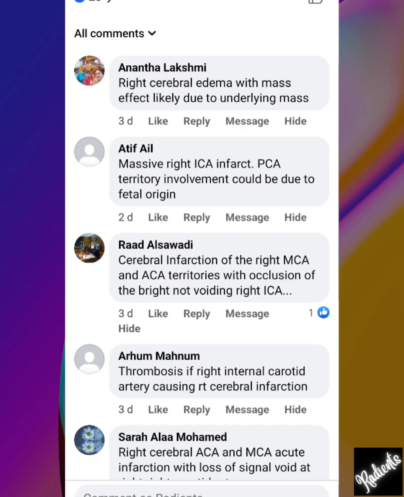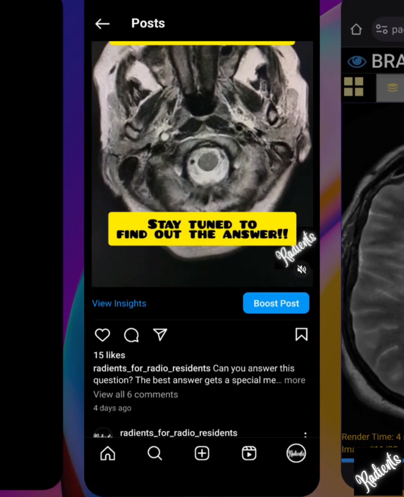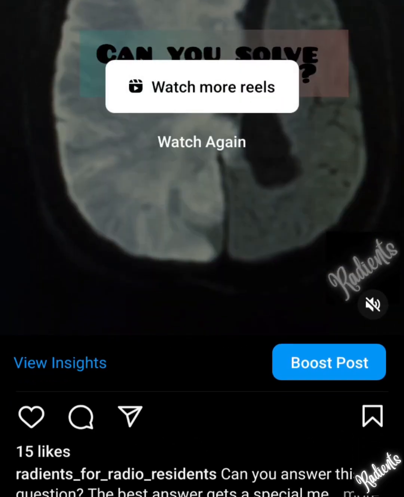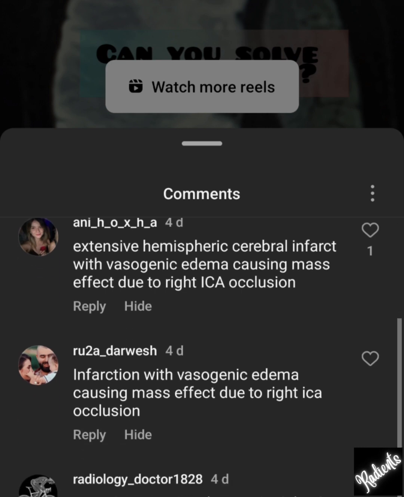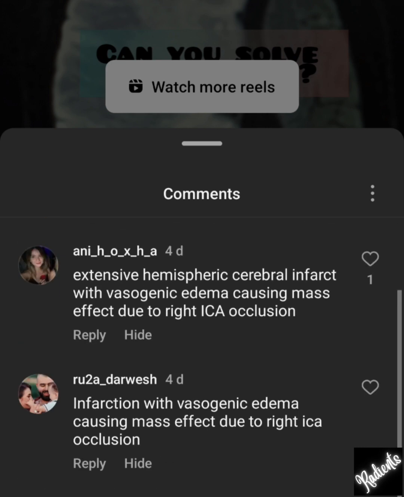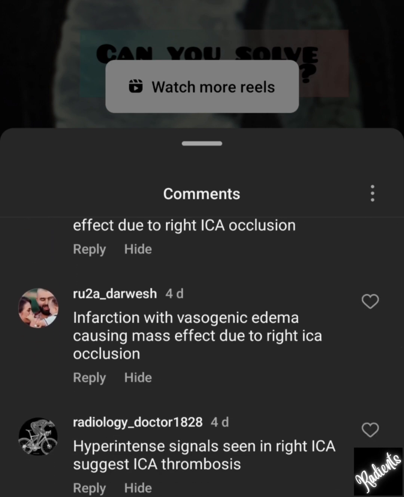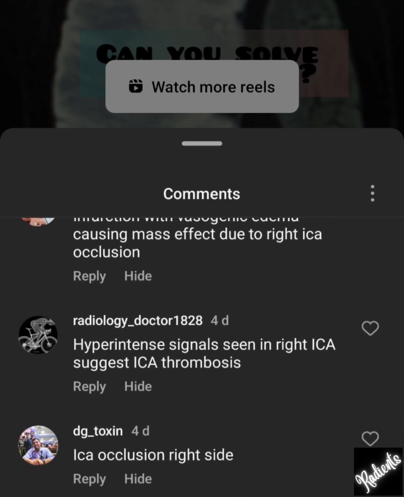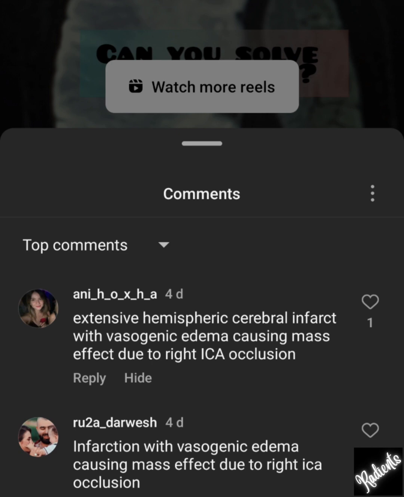So on Instagram as well, on our Insta page, we can see the comments here. Yes, everyone has mentioned ICA occlusion and the edema and the infarction on the right side. But yes, the best answer would be if you also start suspecting a fetal PCOM and get an angio done for it.